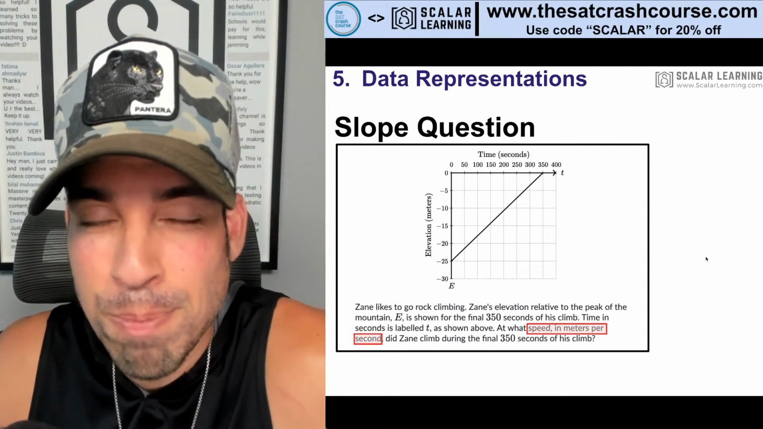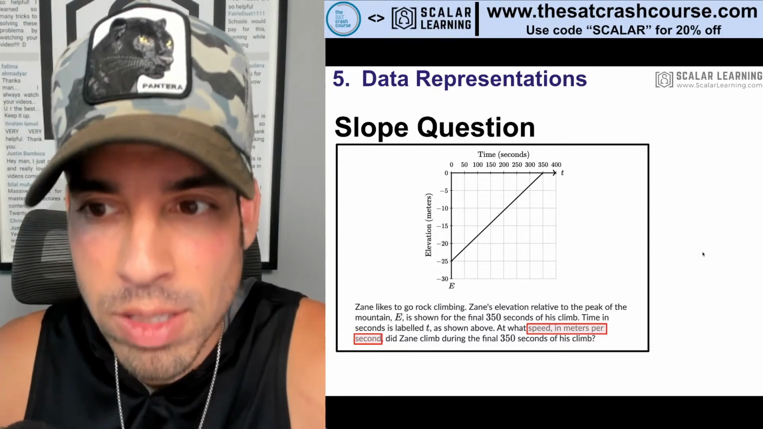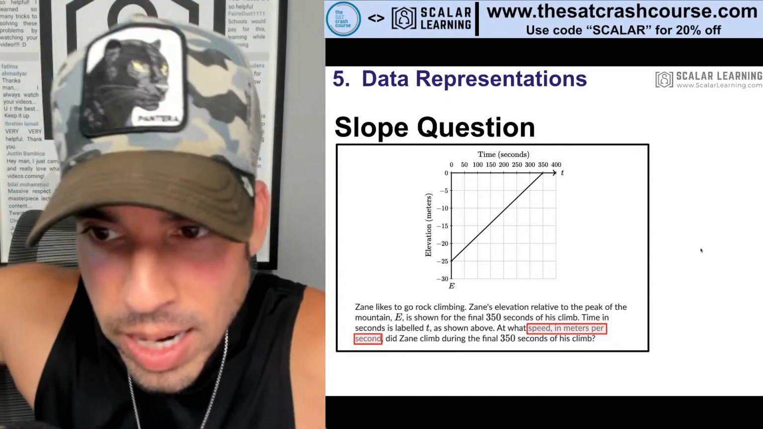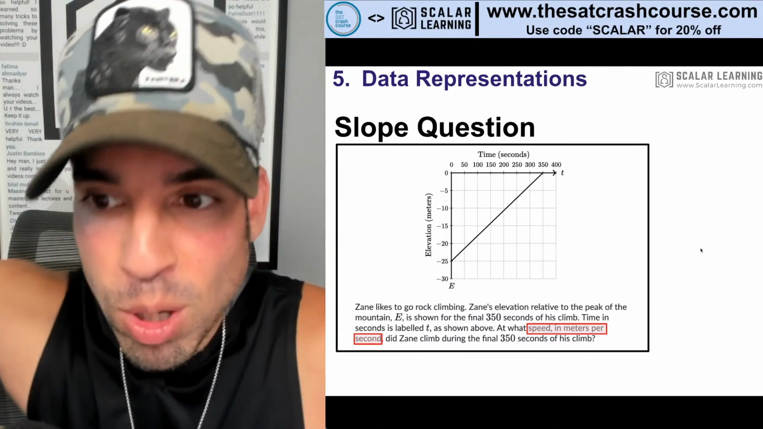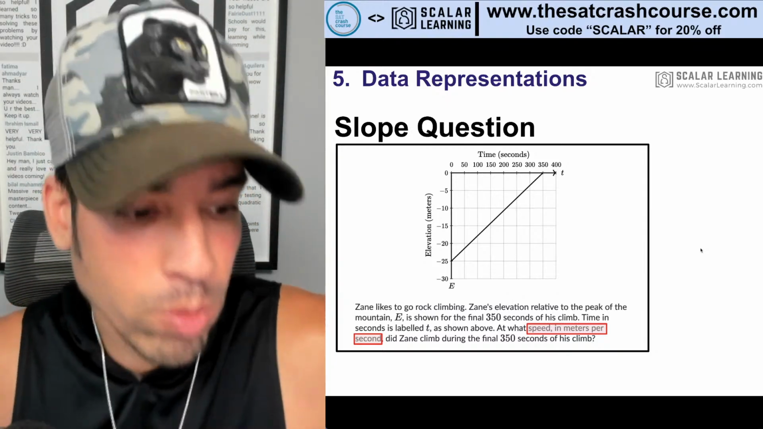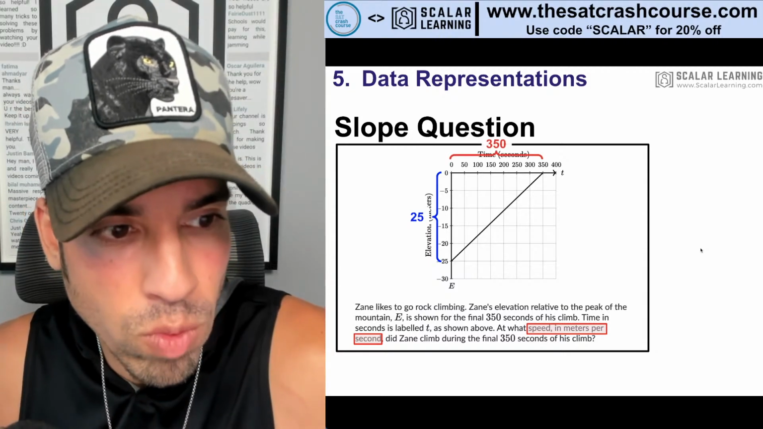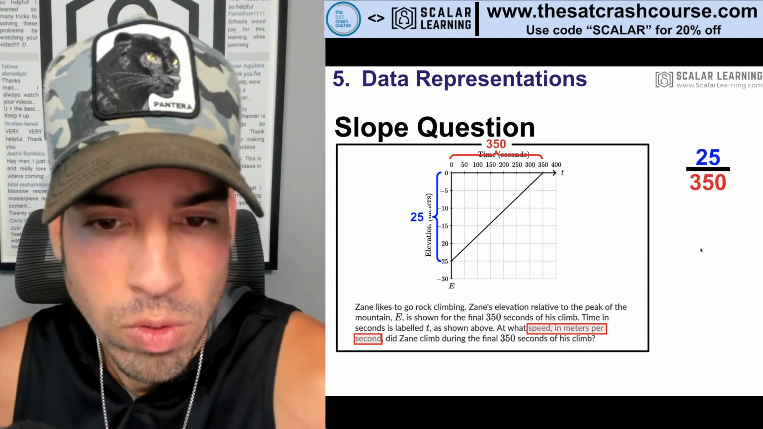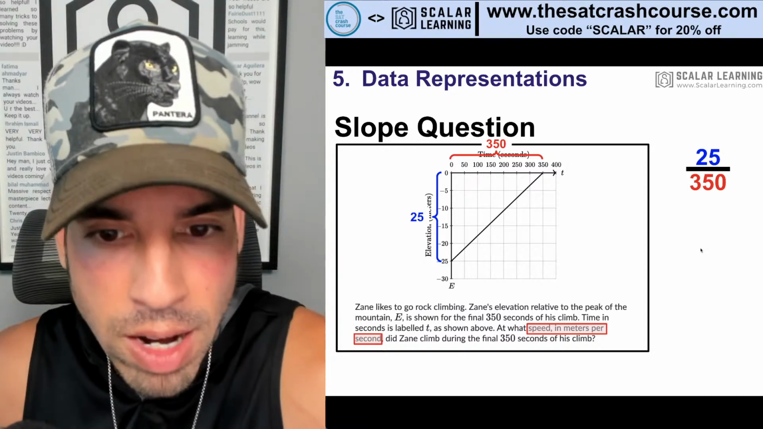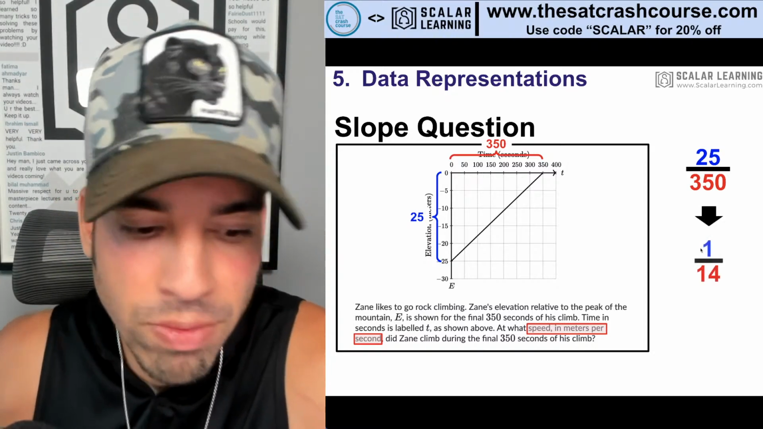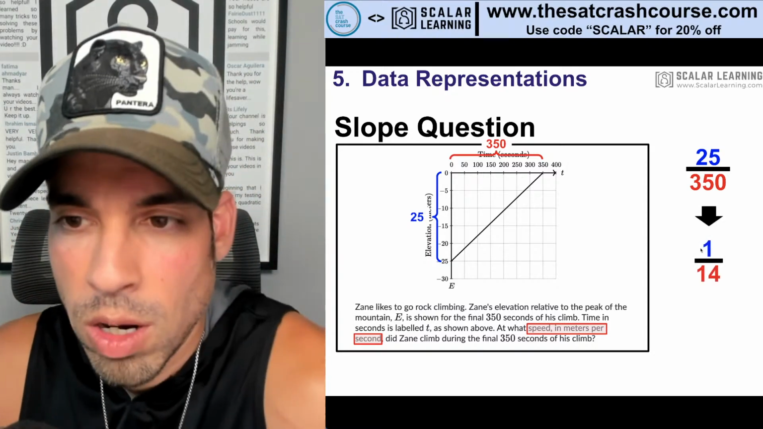So what are we talking about? We're talking about speed in meters per second. What do we say slope was? That's a rate. What do we say rates are? Something per something. So that's our indication that we need to find the slope. So what is the slope? Well, we got a rise of 25. We've got a run of 350. So now that means we've got 25 over 350. As we simplify that, we get down to 1 over 14.